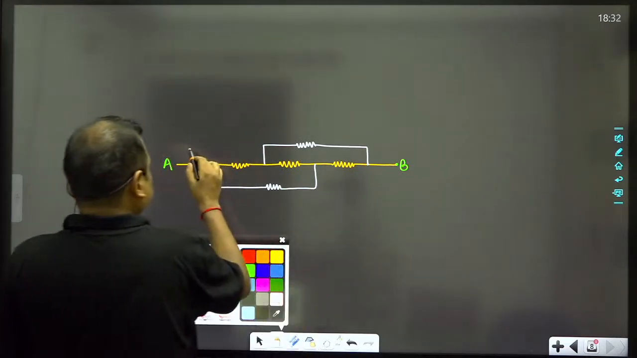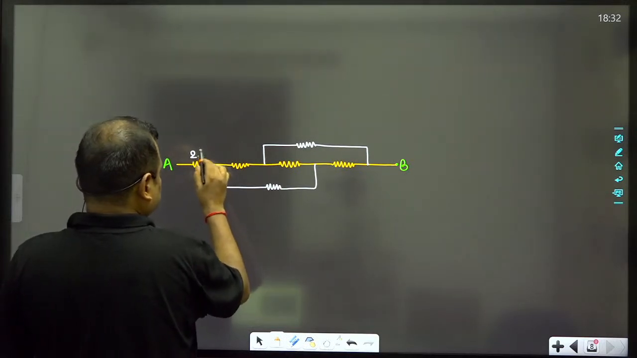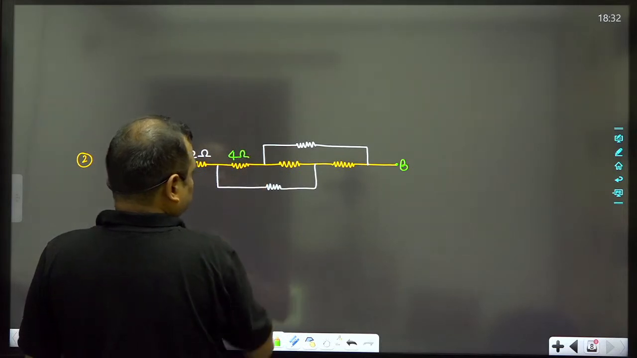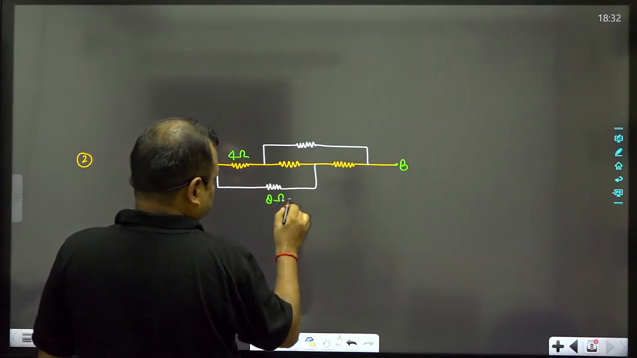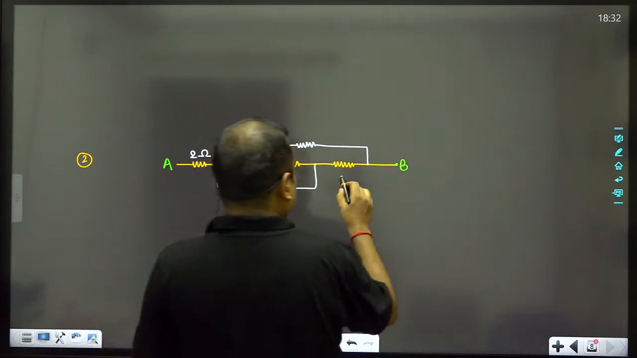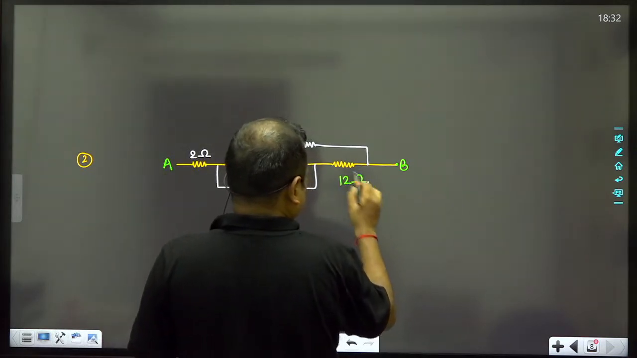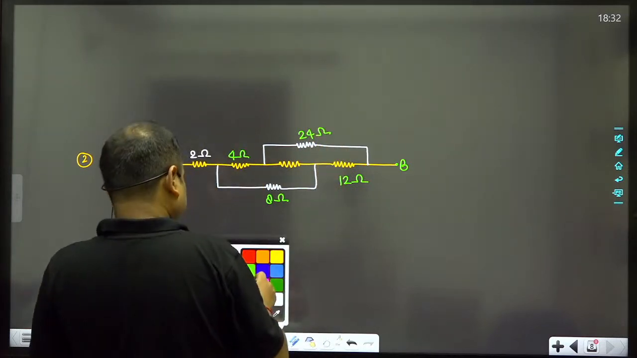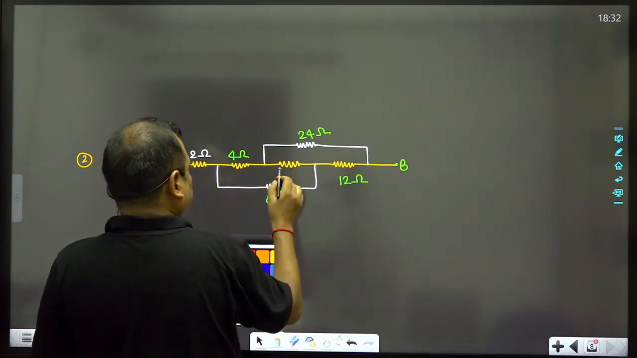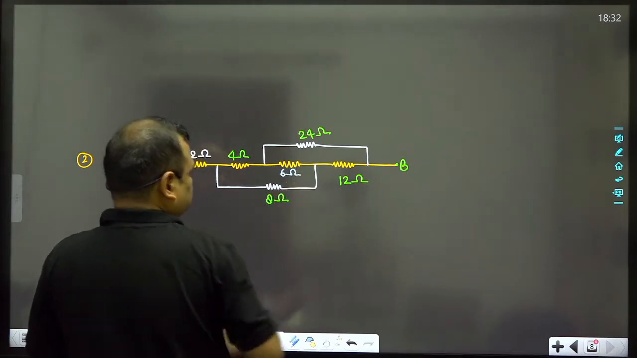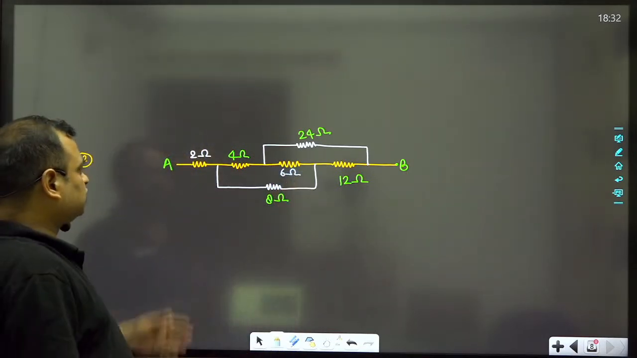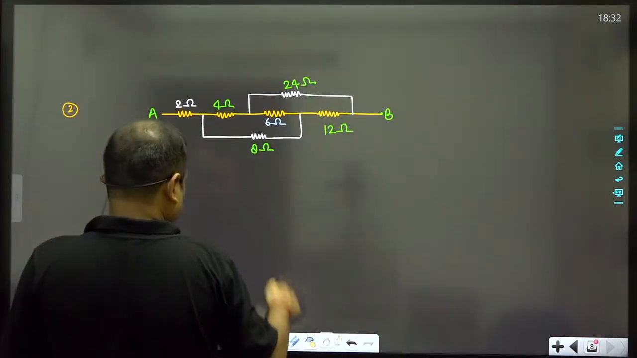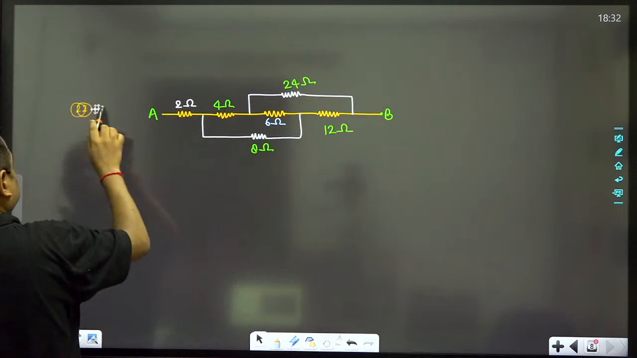Suppose that this is 2 ohms and this is 4 ohms. This is 8 ohms. And suppose that this is 12 ohms and this is 24 ohms. And suppose that this is 6 ohms. So now calculate the total resistance between A and B.